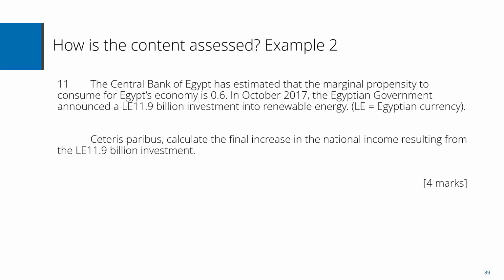Ceteris paribus, calculate the final increase in the national income resulting from 11.9 billion Egyptian dollar investment. It does spell out in the stem at the top that LE is the Egyptian currency, and there's a little bit of data there for the students to use, and indeed the figures that they would use to do this calculation. So calculate is the key word.